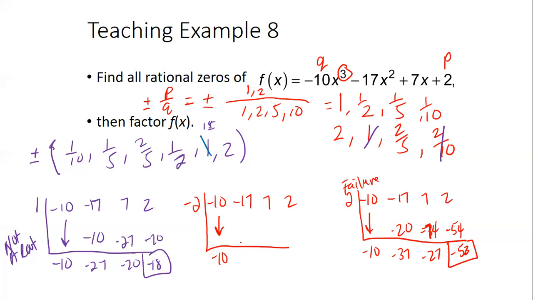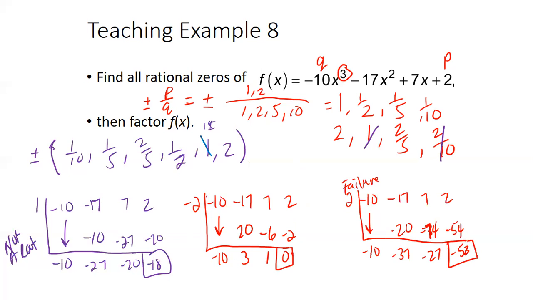All right, negative times a negative is a positive, so we get 20. -17 and 20 is 3. -2 and 3 is 1. 7 and -6 is 1. -2 times 1 is -2. And yay, we found it. We found one of our roots, -2.